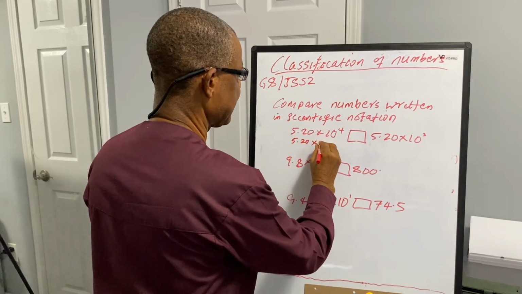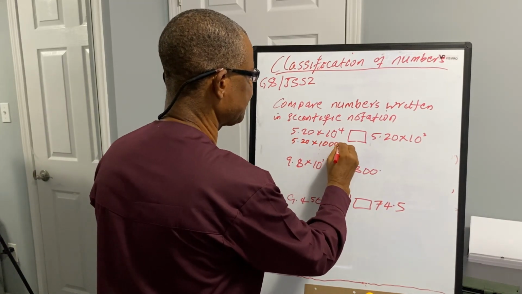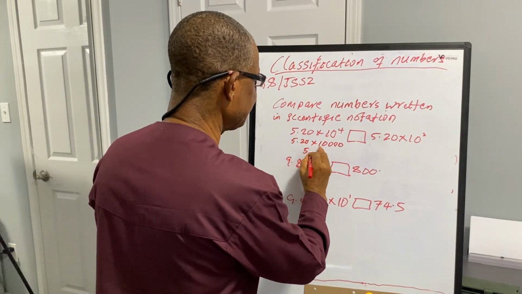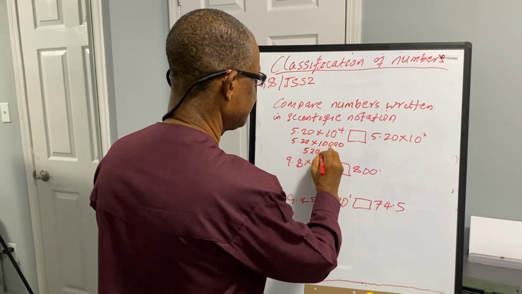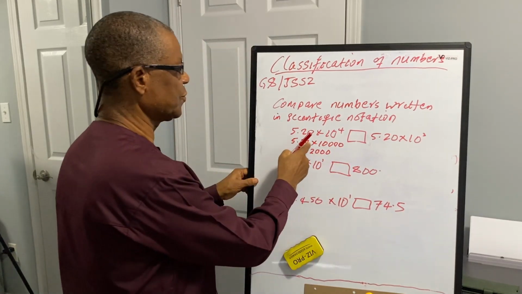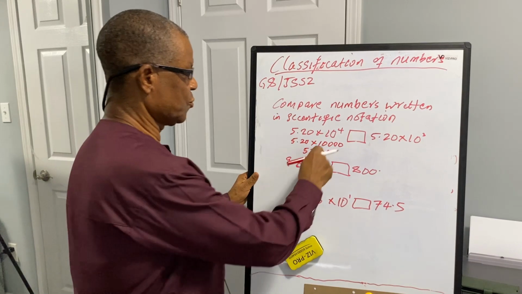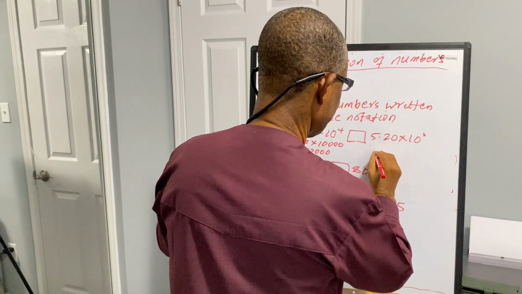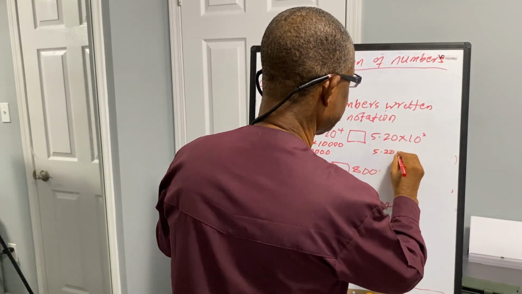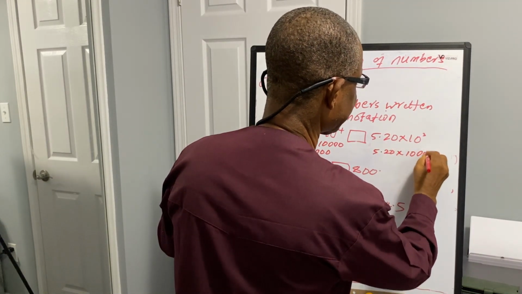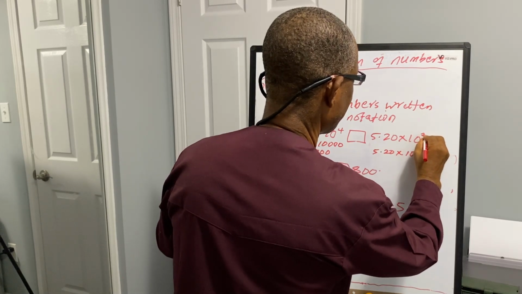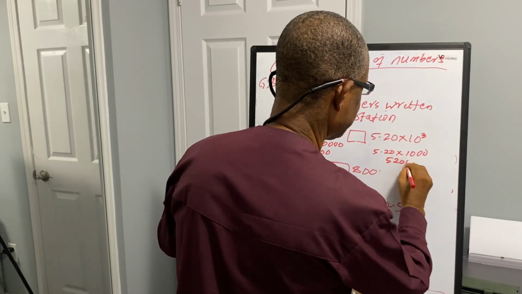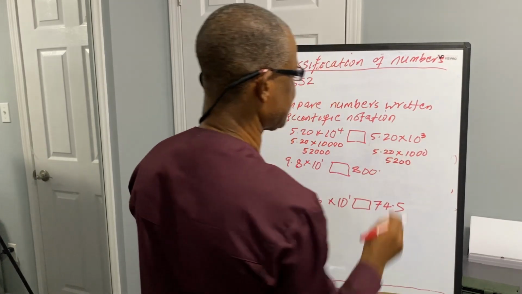5.20 times 1, 2, 3, 4, 10 raised to power 4. And of course, that will give you 52000. You have 2 decimal places. 2 of these zeros will take care of it, leaving 2. And this is 5.20 times 1, 2, 3. The 3 we have here. And that will give you 5200. The 2 zeros will take care of the 2 decimal places.